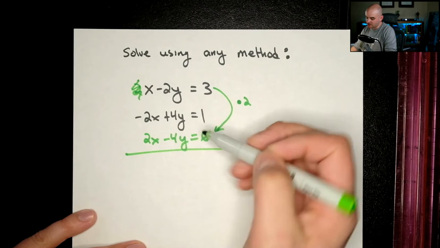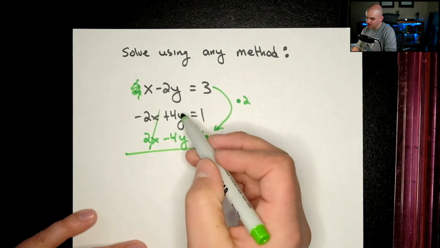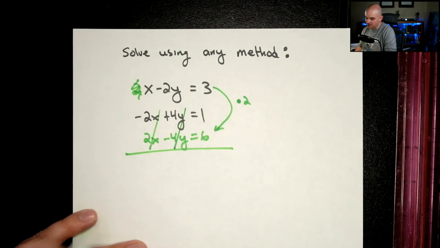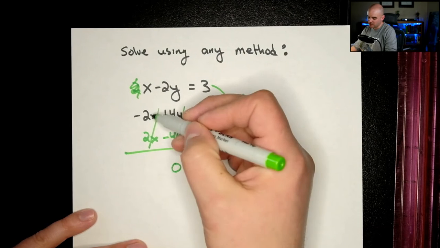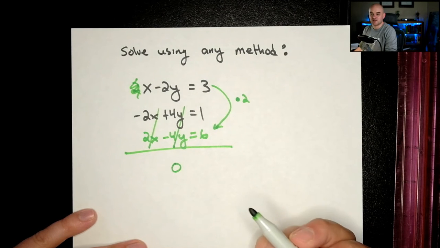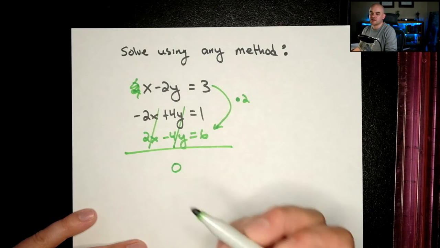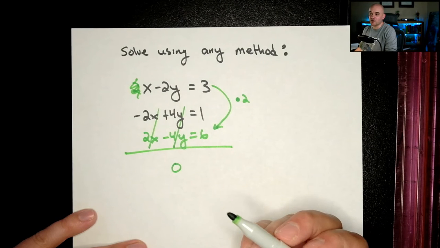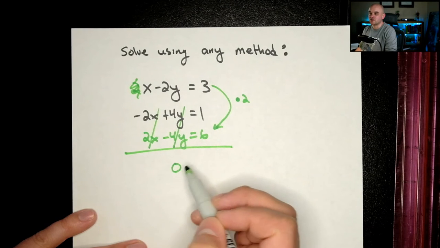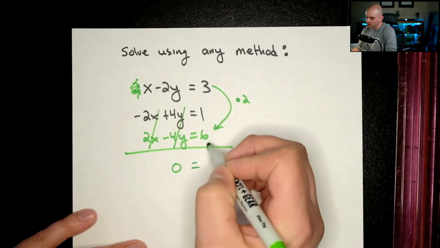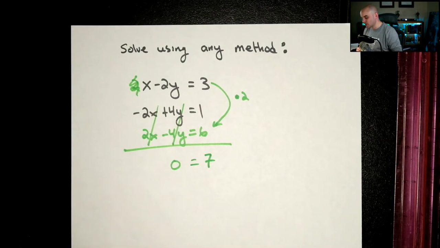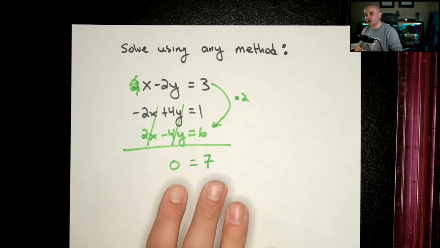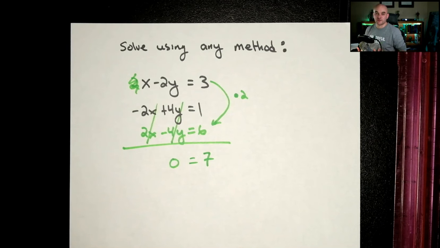And now adding these up, these will cancel. And I get, look at that, these cancel also. So what happens when I add these up? I get 0, because negative 2x plus 2x is 0x, which is 0. And 4y plus a negative 4y is also 0. So I get 0y there. So it's just 0 on the left side. And on the right side, adding these up, I get just 7. So I get a non-true statement here. 0 does not equal 7.